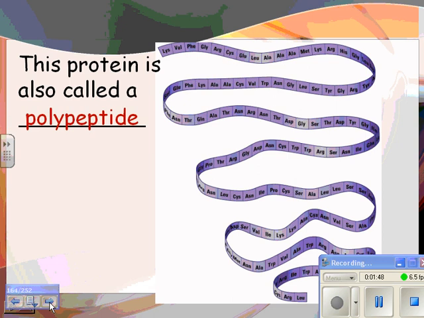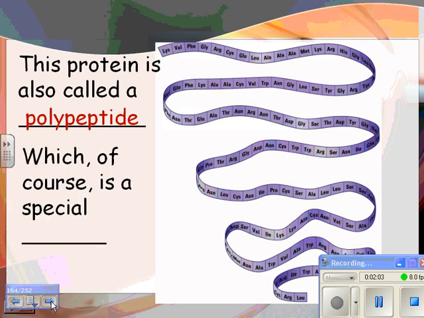This protein is also called a polypeptide. So when we talk about polymers and monomers, the polymer is a polypeptide. The monomer, I wish it were a monopeptide, but the monomer is called an amino acid. That's this. So which of course is a special polymer.